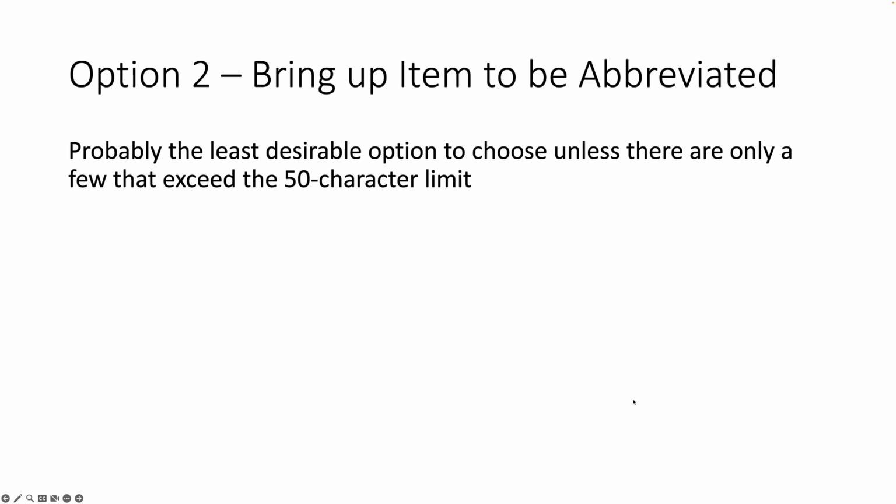Now, option 2 is probably the least desirable, because what it will do is bring up every item that you want to be abbreviated every time you do an import. Unless you do like only a dozen DOT estimates a year, I don't see this as a good option at all. But if you're just an infrequent bidder, this might work for you fine.